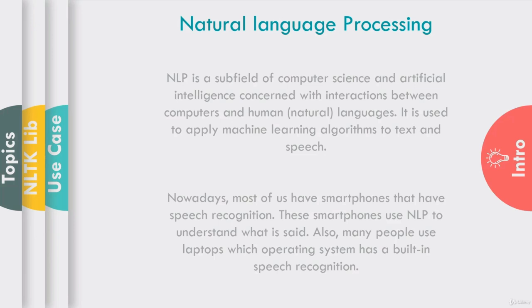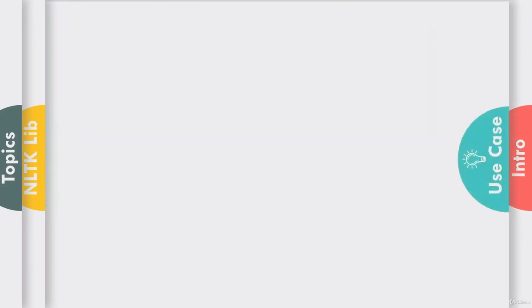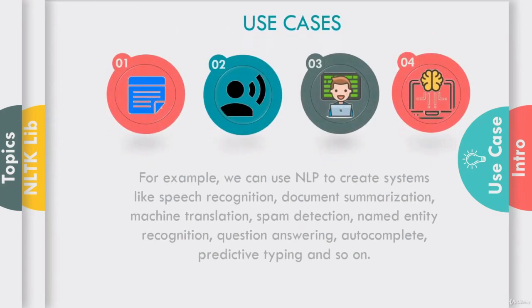So guys, nowadays we all have smartphones, and if you have an Apple iOS device, then Siri is used, and in an Android phone Google is used. So we have a speech recognition system. We can give any command with the help of that. We will look at some more use cases of NLP, guys. So NLP is used to create systems like speech recognition, document summarization, spam detection, and many more.